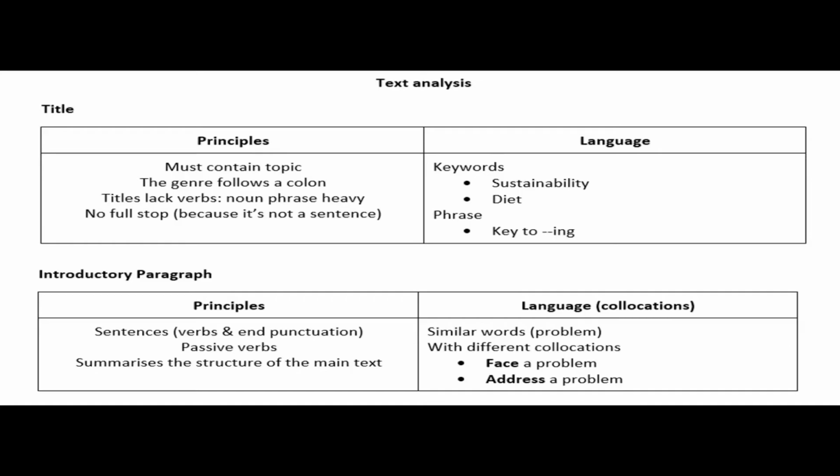So this is what we've learned by looking at 2 parts of a text. We've learned some principles about titles, we've learned some principles about introductory paragraphs, and we've also learned a little bit of language. Now we are in a better position to start writing.